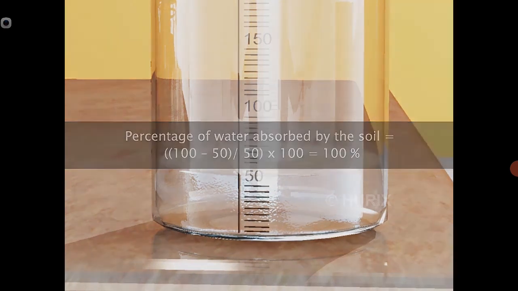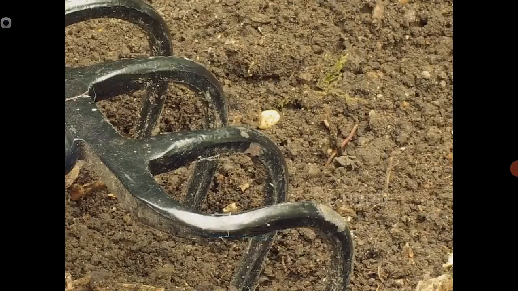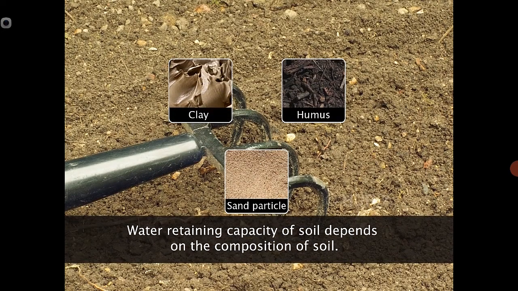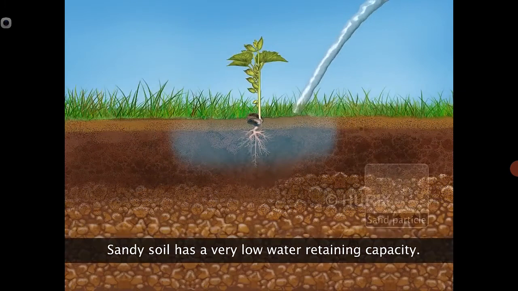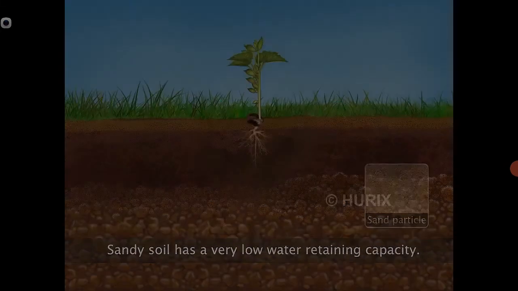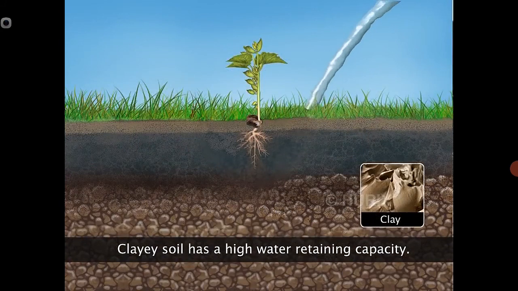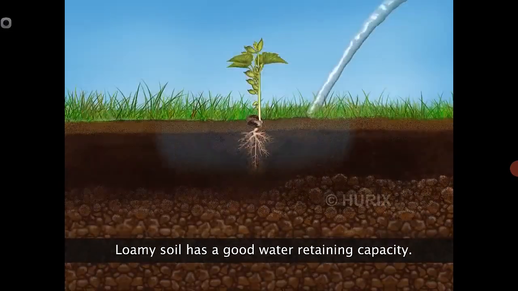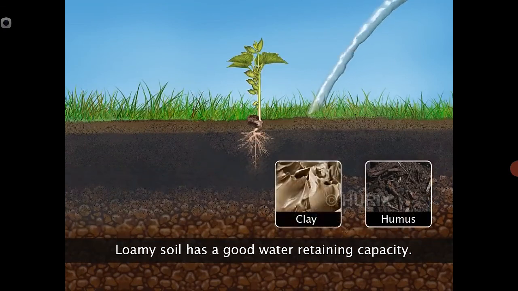The water retaining capacity of soil depends on its composition. Sandy soil has high sand content and hence has a very low water retaining capacity. Clay soil, due to its high clay content, has a higher capacity to retain water. While loamy soil, due to its high humus and clay content, has a good water retaining capacity.